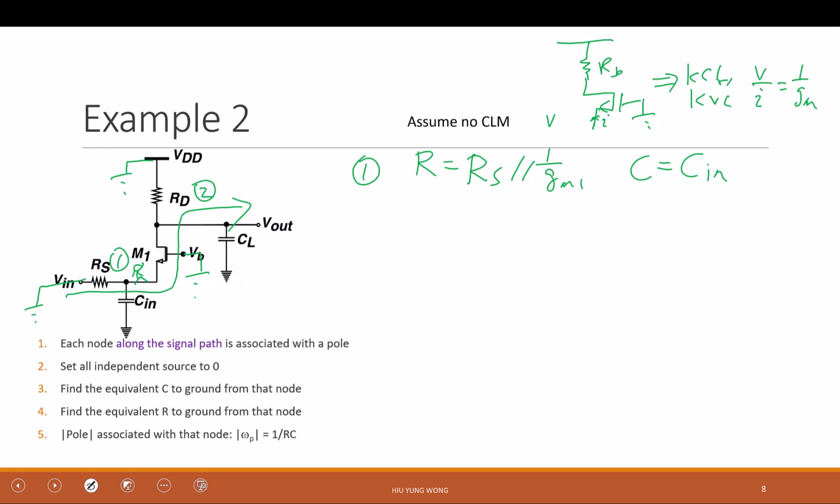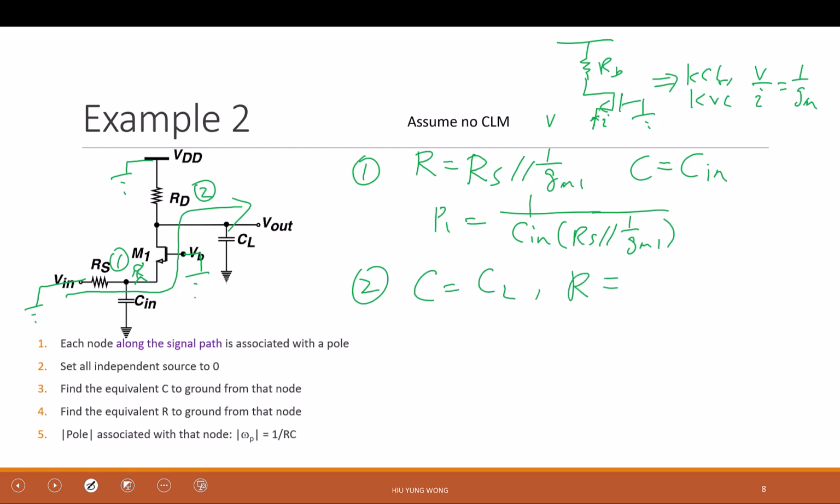So what is the pole? The pole of the first one equals C in times RS parallel 1 over Gm. How about the second pole? What is the C? C is easier. Let's start with C. It is CL, right? Because you stand there, it is CL. How about the R? What are the resistive paths that can bring me to the ground from node 2?